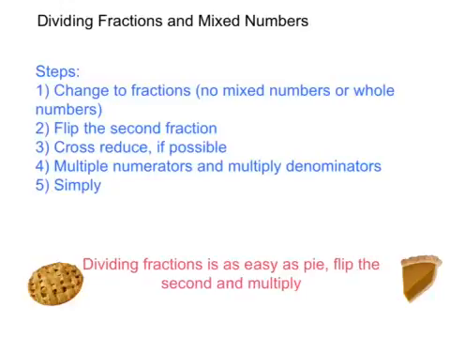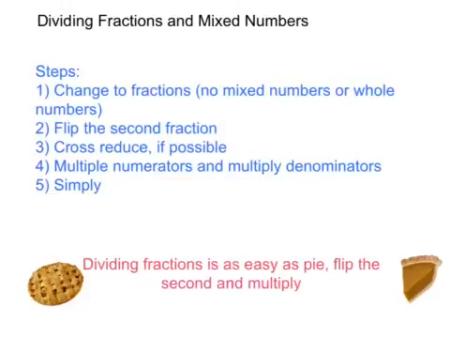Step number one, just like with multiplying, we have to change everything to just fractions, meaning no mixed numbers and no whole numbers. So what does that mean if we have a mixed number? Well, if we have a mixed number, we're going to change it to an improper fraction. And what about having a whole number? If we have a whole number, we're going to place it over 1. That will take care of our mixed numbers and our whole numbers, turning them into just fractions.